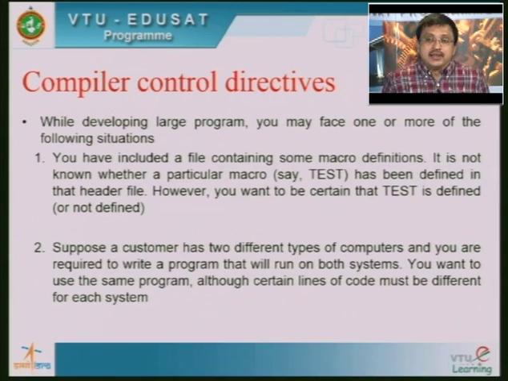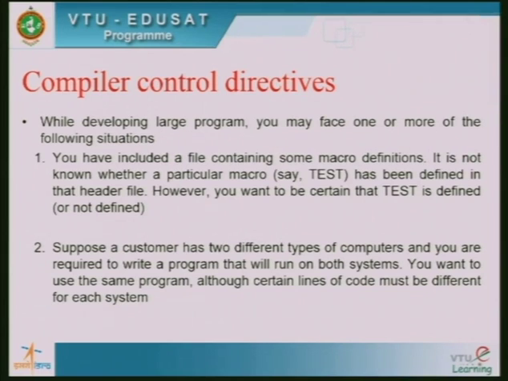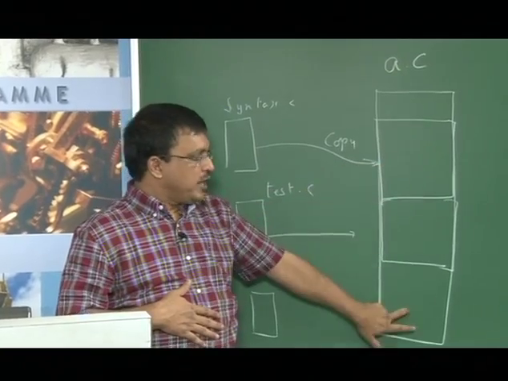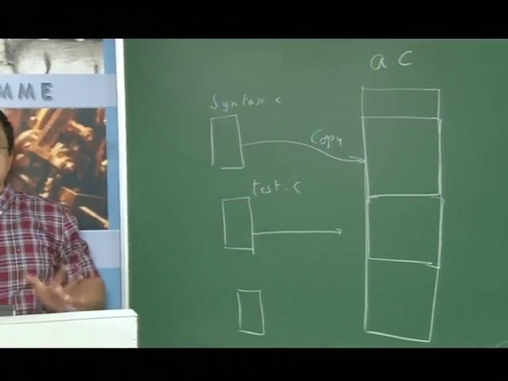Having discussed file inclusion, we will see some of the confusions and dilemmas that we will get into. Imagine that you are writing very large programs and you have a team developing this program. While developing large programs, you may face one or more of the following situations. You have included a file containing some macro definition, for example syntax.c here. It is not known whether a particular macro called test has been defined in that header file or not. You know that some definitions have been copied here, but when you actually write the program, you may be in a dilemma whether test has been defined in the earlier definitions or not.